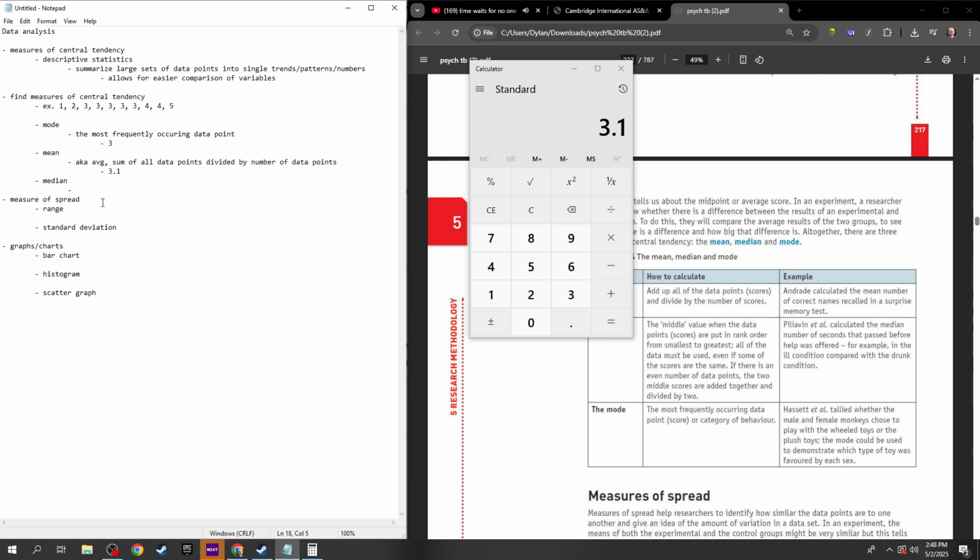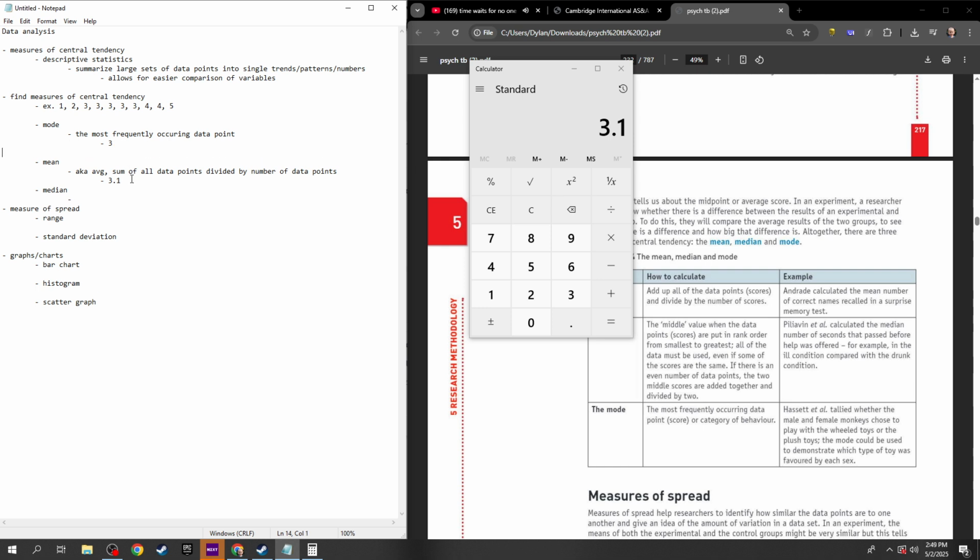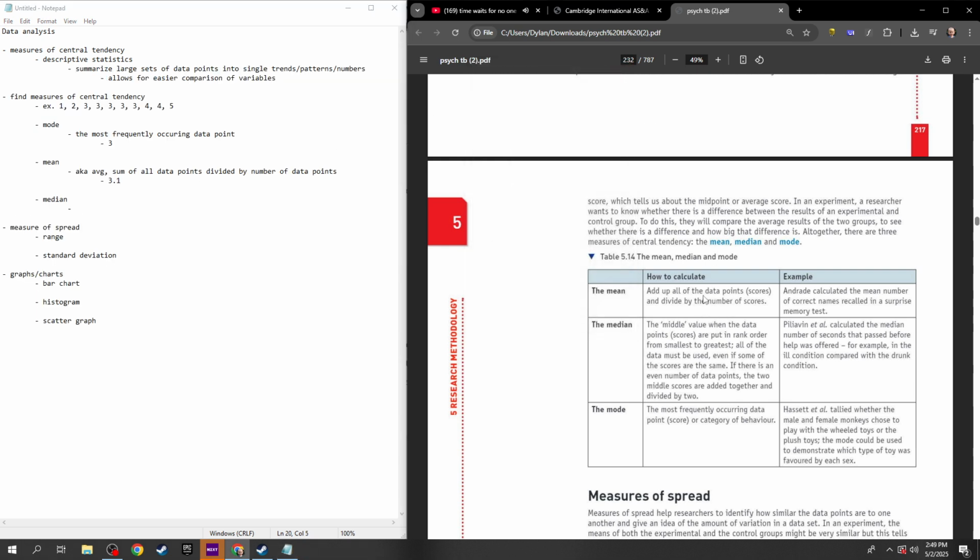So the median. Did I put this? No, I didn't. Okay. Yeah, the median, might as well put space. So the median, the middle value when the data points are put in rank order from smallest to greatest. It's from smallest to greatest, not greatest. As you can see here, I already did that because I knew this was coming. Put in rank order from smallest to greatest. It can also be greatest to smallest, either way. As long as it's ascending or descending, as long as it's in sequence, all of the data must be used, even if some of the scores are the same.